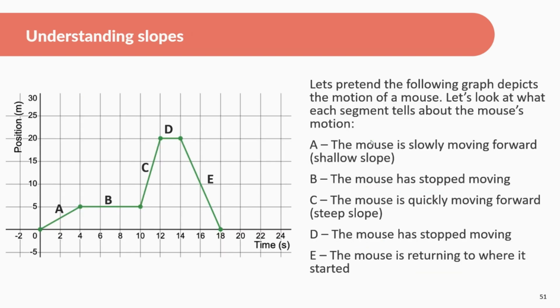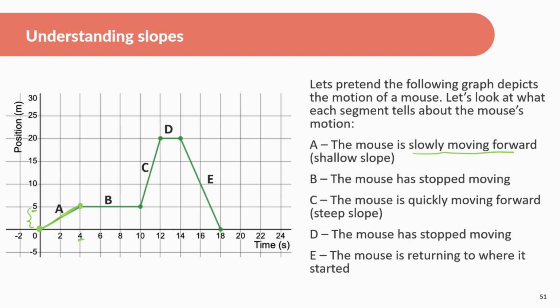Okay, so understanding slopes. Let's pretend the following graph depicts the motion of a mouse. Let's look at what each segment tells about the mouse's motion. Let's say the mouse is starting here at position 0, time 0, and going like this. The slope tells us that it's moving in the positive direction. And since the slope isn't that steep, it shows us that it's slowly moving forward. In this specific slope, it travels 5 meters in 4 seconds.